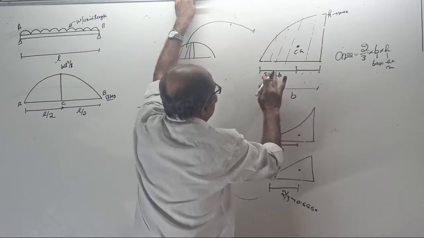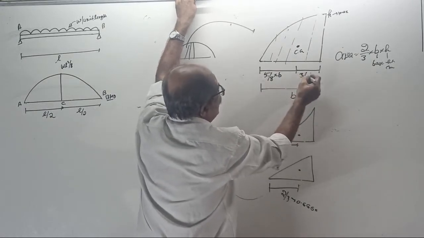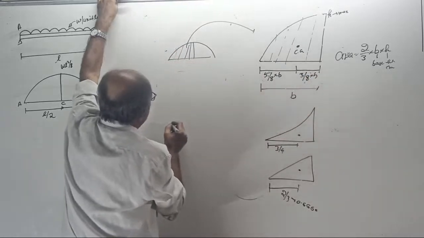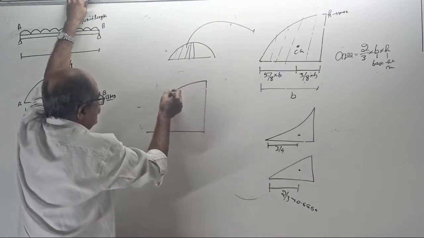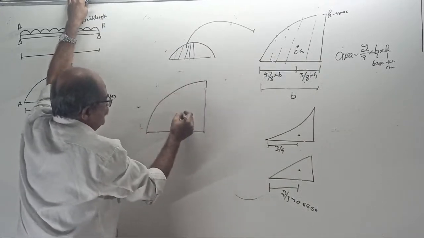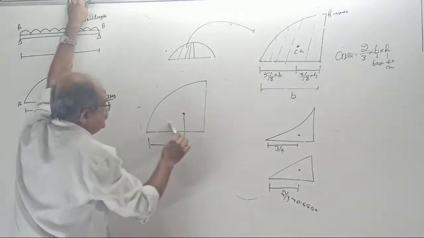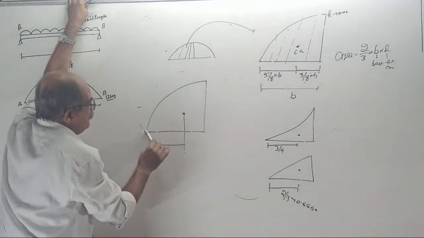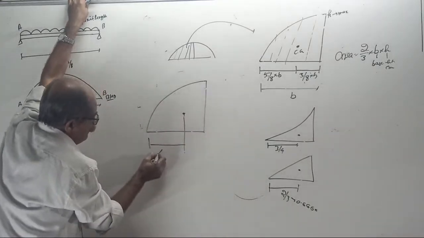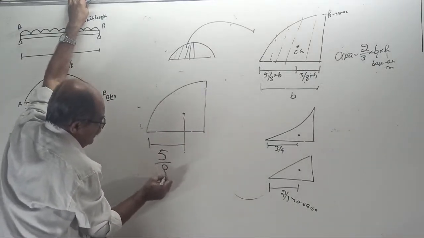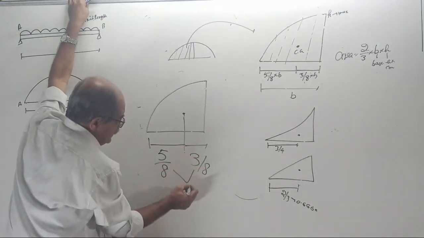So this is 3/8 of base. This is 5/8 of base. This is 3/8 of base. Or if the parabola is this way, remember the CG location distance is, see, if it is this way, 3/4. If it is a straight line, what? 2/3. If it is this way, 5/8 from here. Here the number is 3/8 of base.